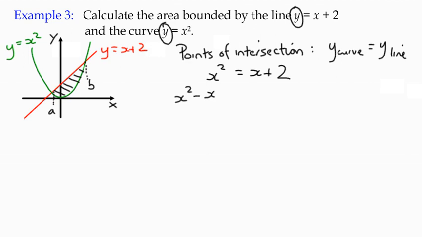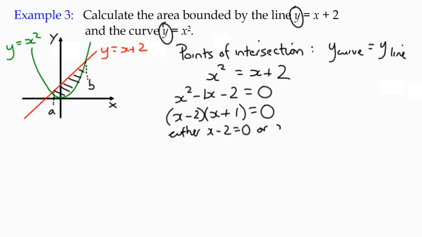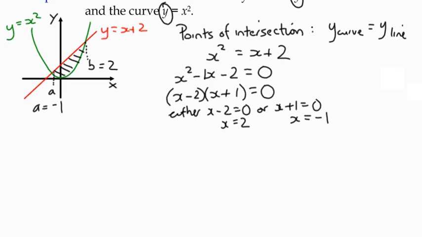We can rearrange that: subtract x from both sides, subtract 2 from both sides, and we end up with our quadratic equation, which we can factorize, hopefully. Factors of -2 which add to -1: -2 and +1. Which means that either x minus 2 equals 0 or x plus 1 equals 0, and our solutions are x equals 2 and x equals -1. What does that mean? It means that a here is -1 and b here is 2. That's our upper and lower bounds of the integration.